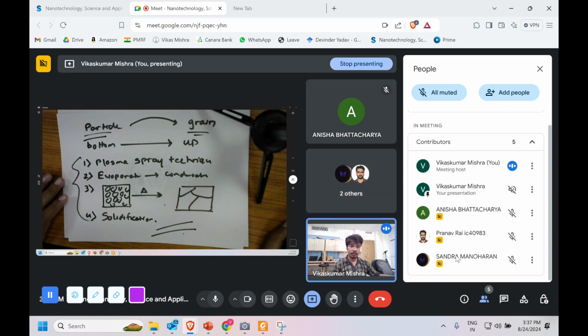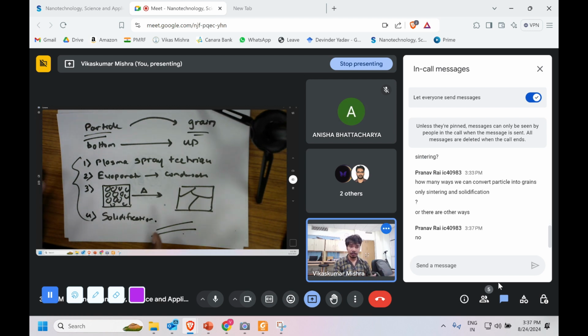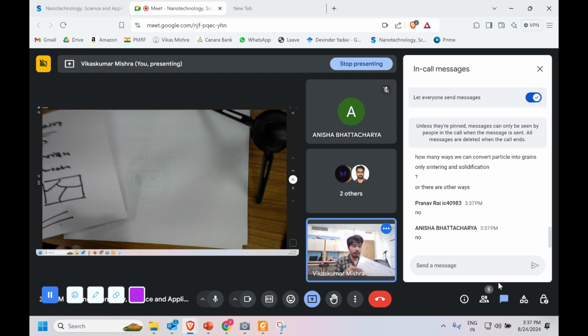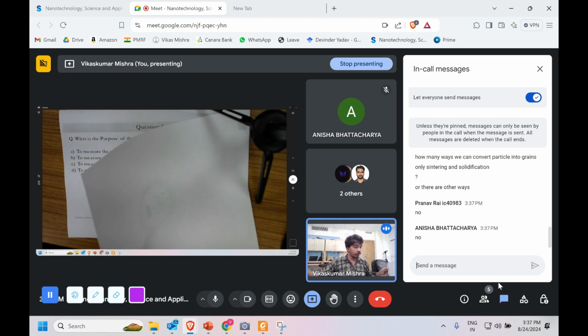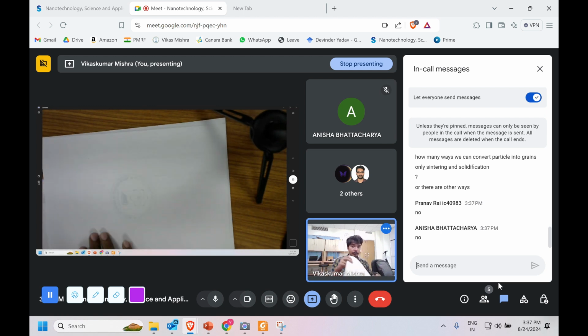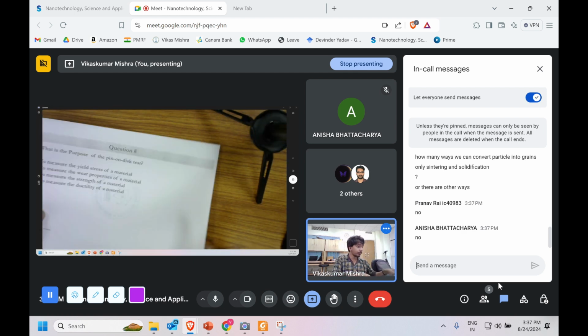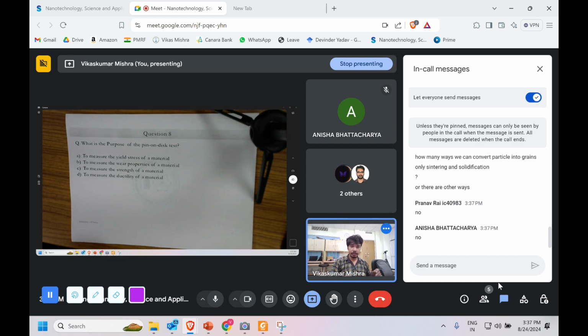Anisha, Pranav, Sandra, if any of you have any doubt, please let me know. We discussed a lot of stuff. If anything is difficult to digest, you can let me know. Okay, so let's move to the next question. I think it's question number 8. Question number 8 is quite easy, and again it is a single MCQ type question.